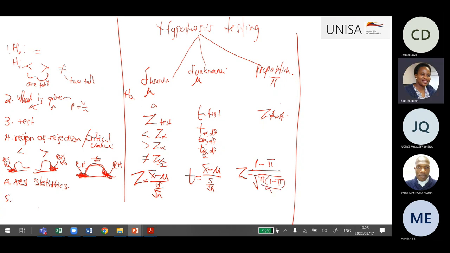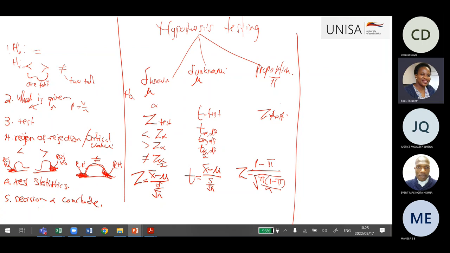And last but not least, you need to make a decision and conclude. How do we make a decision? Making the decision based on the critical value and the region of rejection. If it falls in the region of rejection on the less than, you reject, otherwise you do not. And you state it back in relation to your null hypothesis.